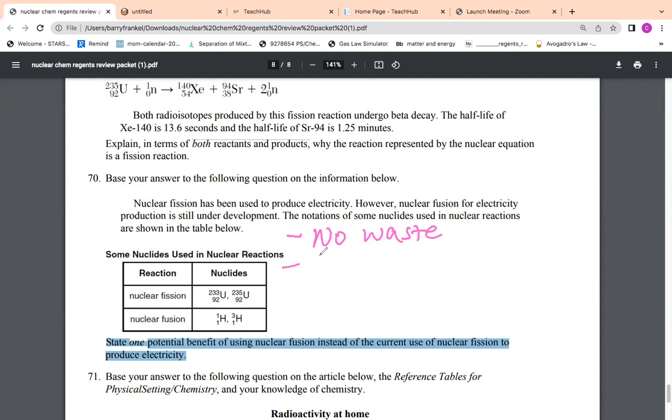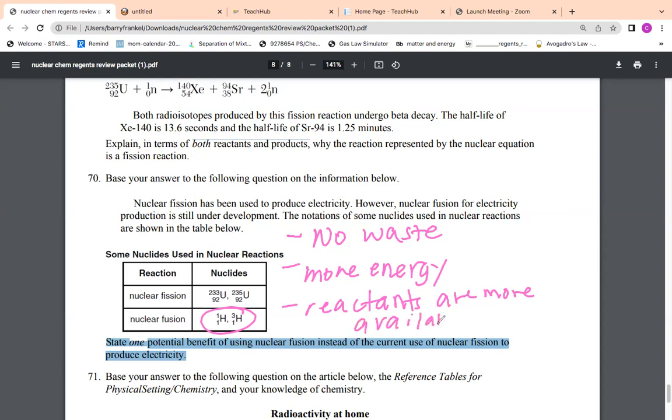Another benefit is that fusion produces more energy than a fission reaction does. Another thing is that the materials that you need for fusion are way more available. So reactants are more available. It's easier to get hydrogen than it is to get uranium. So literally the reactants that we need for fusion are easier to get than the things that we need to get fission to work. So any of these three answers would be acceptable for this, all right?